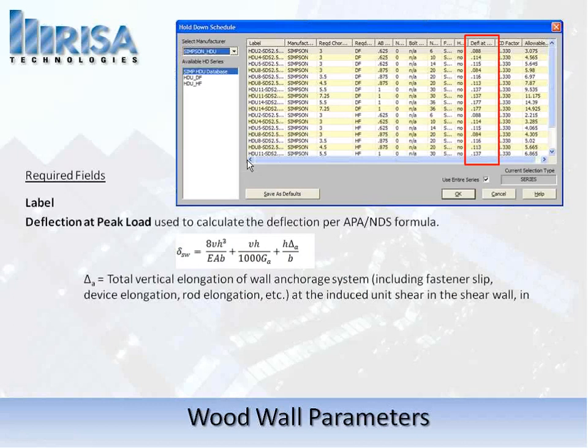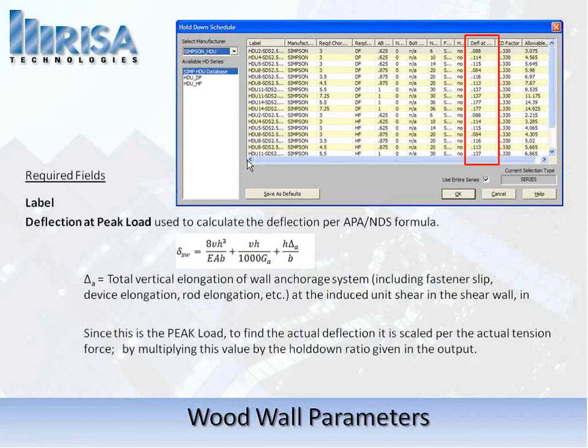If I see the next thing here, that is actually described as, since this is the peak load, okay, deflection at peak load, then to find the actual deflection, it's scaled per the actual tension force. So we multiply that by the hold down ratio given in the output. And we're going to see that we're getting the actual deflection since we're not talking about peak at all times, right?